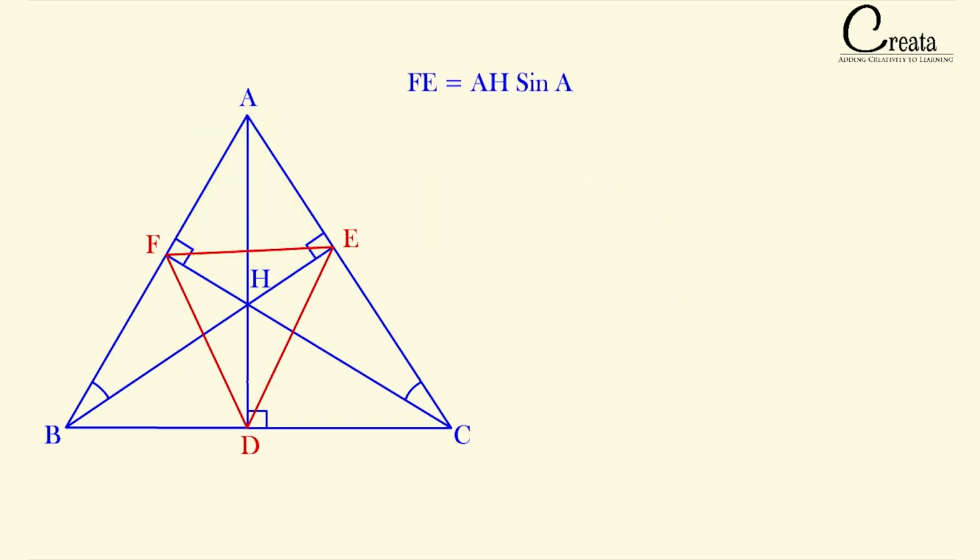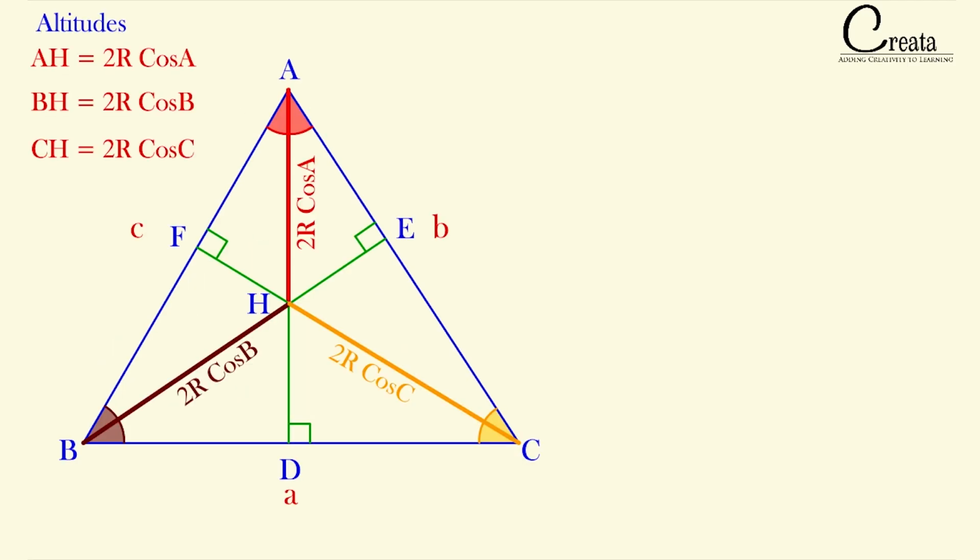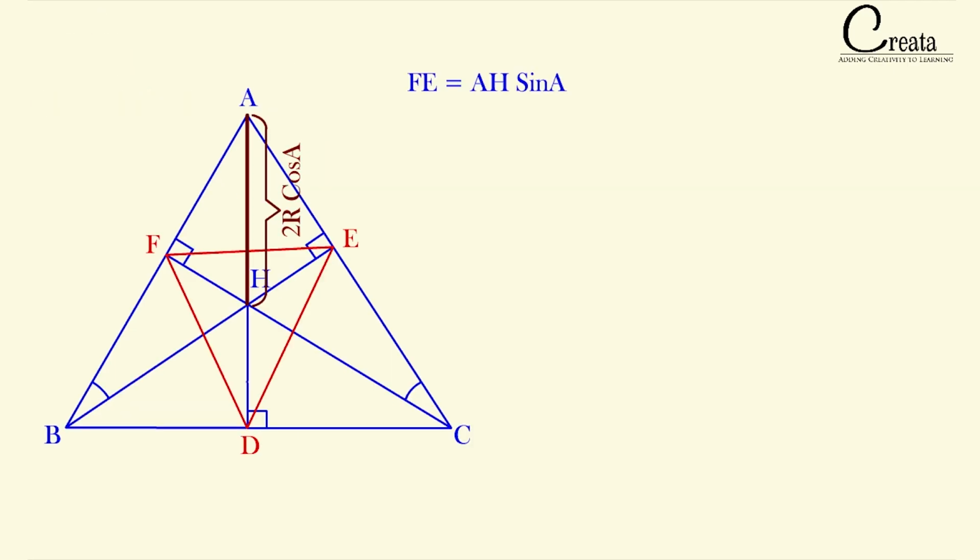Further, in the previous lecture, we have calculated the distance of vertex to the orthocenter. There, we have seen that AH is equal to 2R cos A, and BH is equal to 2R cos B, and CH is equal to 2R cos C. We have done the same in the previous lecture. So, can we replace AH with 2R cos A? Let's do so. We got FE is equal to 2R cos A into sin A.